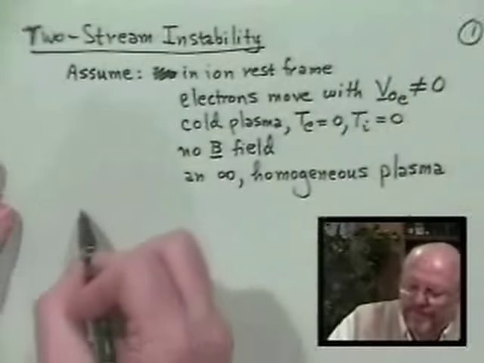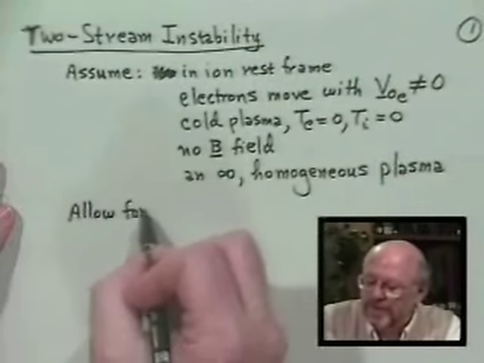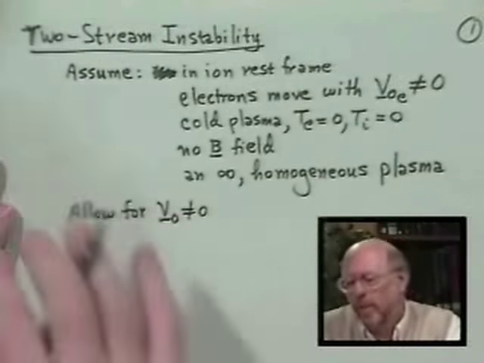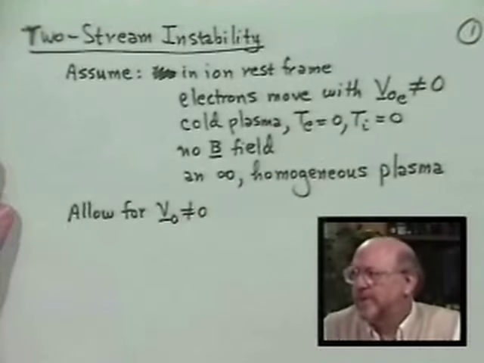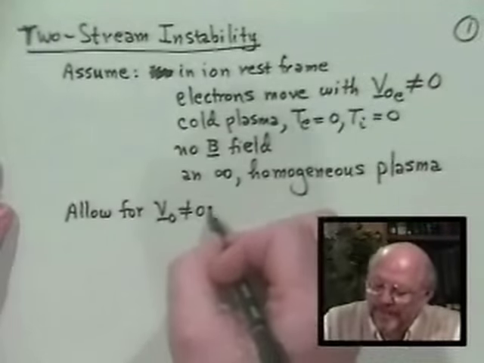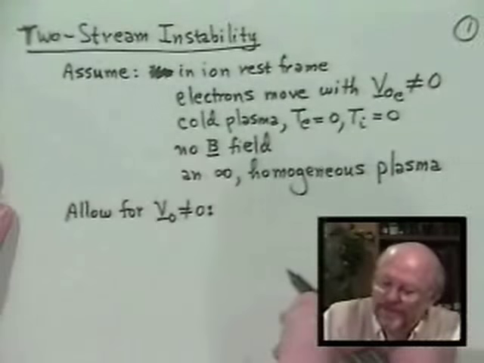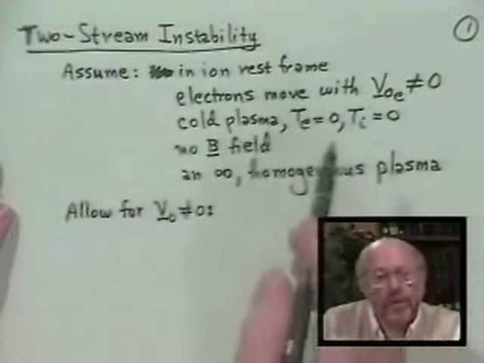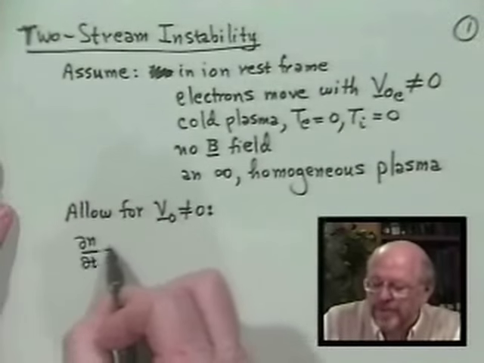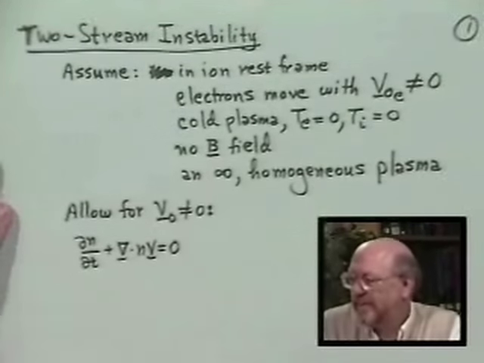So let's allow for, then, doing our linearization procedure and all that sort of stuff, a flow velocity not equal to zero. And I'll work through the equations for each species, electrons and ions, and I'll do it generally, and then we'll specialize to the particular cases of electrons or ions. Now, because we've got a cold plasma, we can use a so-called fluid description. So first we start out with the density conservation equation, dn/dt plus del dot nv is equal to zero.